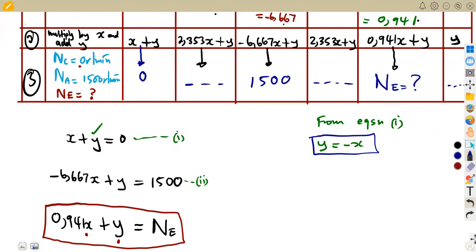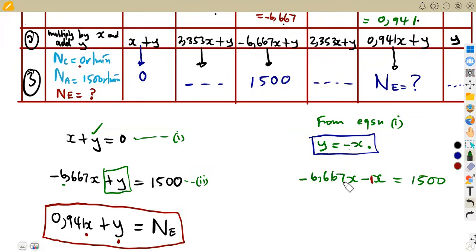So in this case, I'm just going to make y the subject, that is y is equal to minus x. So substitute this now in equation 2. In place of y, you're going to substitute minus x. So meaning to say we are going to have minus 6,667x. Then in place of y, that's plus minus x. So it's going to be minus x, which is equal to 1,500. All right, so you can simplify, that's -1 here.